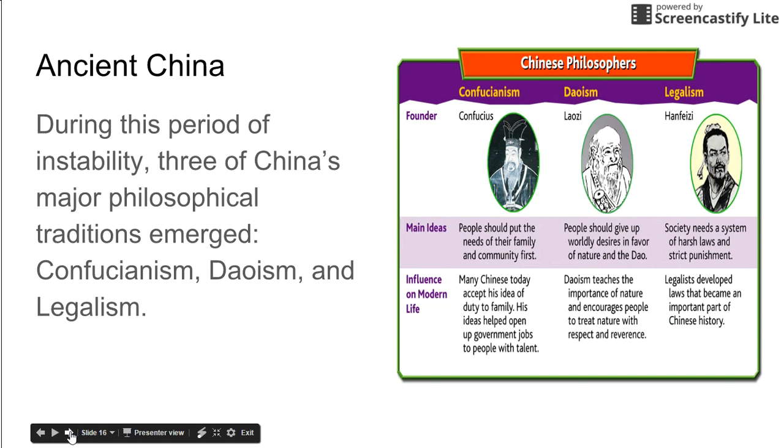Also during this period of instability, three of China's major philosophical traditions emerged: Confucianism, Taoism, and legalism.